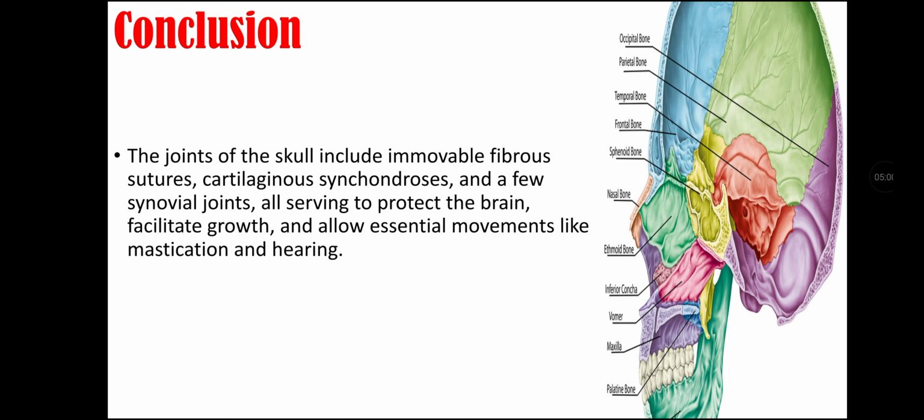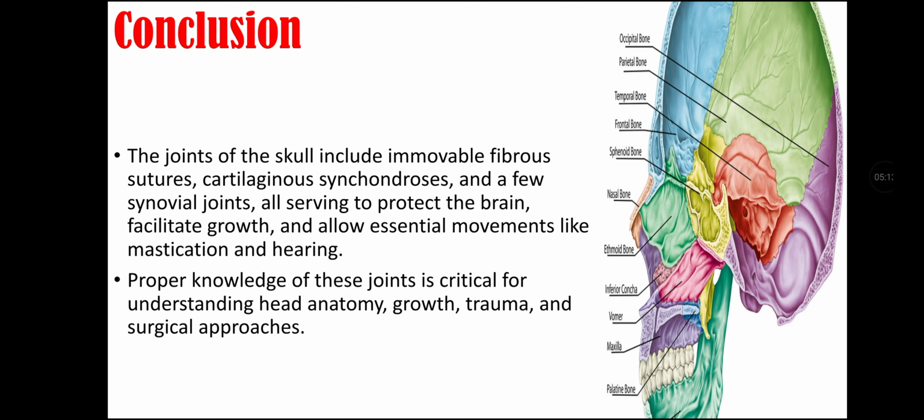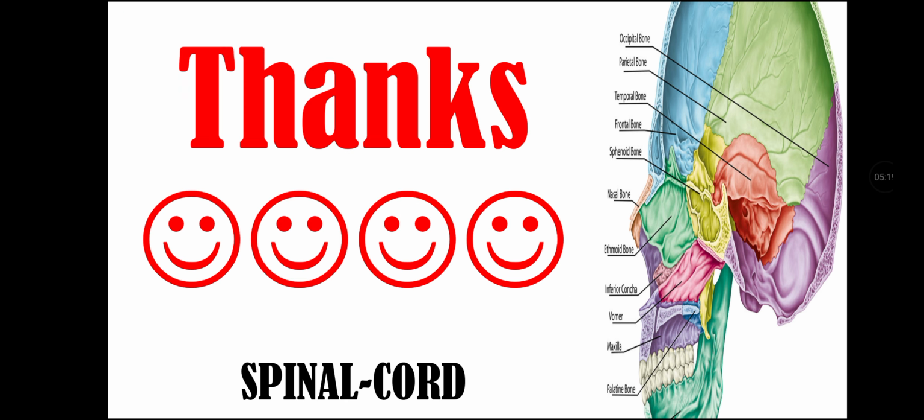Joints of skull include immovable joints, sutures, cartilaginous synchondroses, and few synovial joints. All serve to protect the brain, facilitate growth, and allow essential movements like mastication and hearing. Proper knowledge of these joints is critical for understanding head anatomy, growth, trauma, and surgical approaches. And this was all about joints of skull.